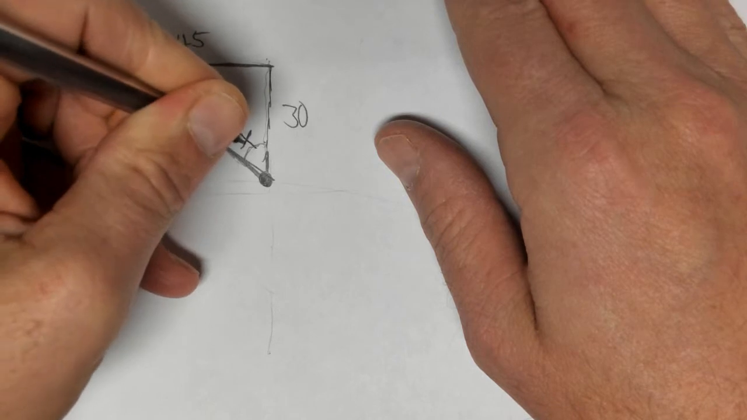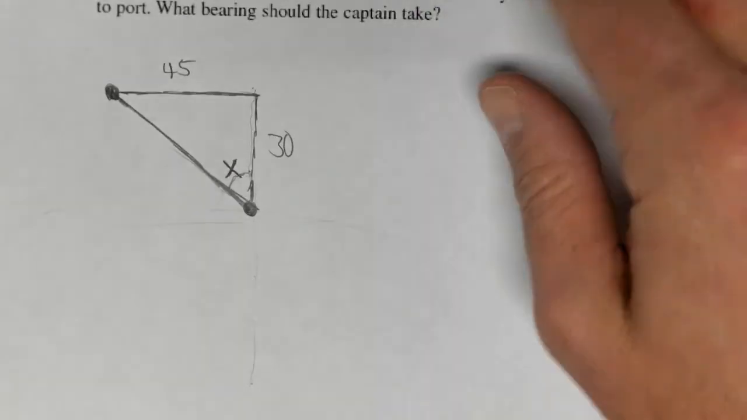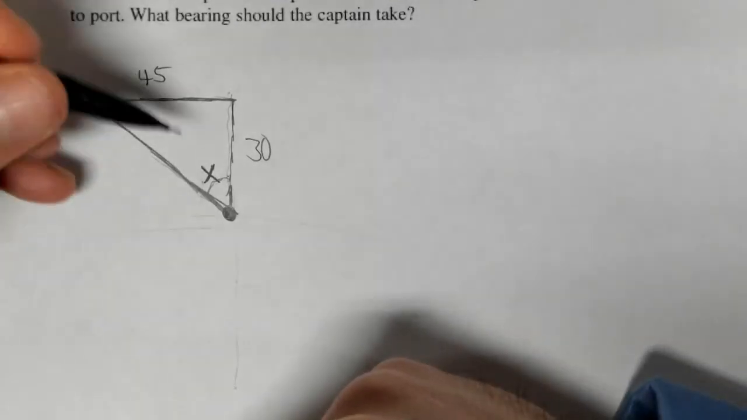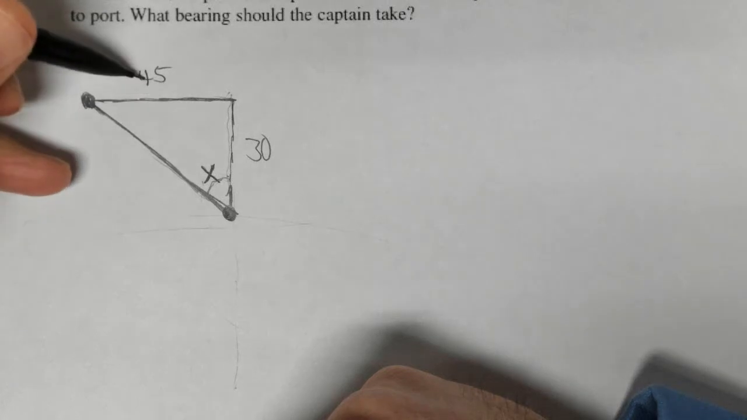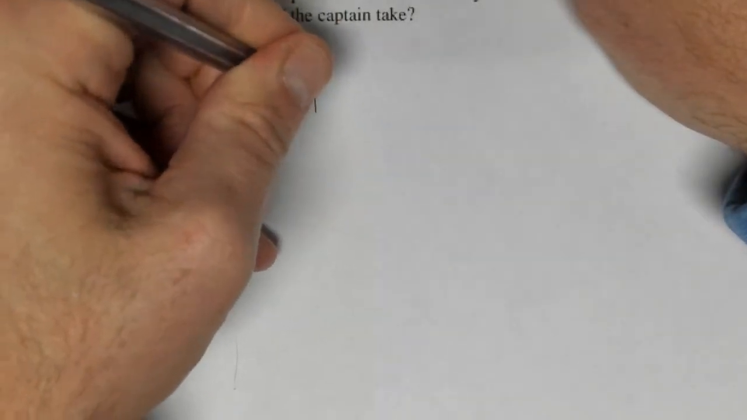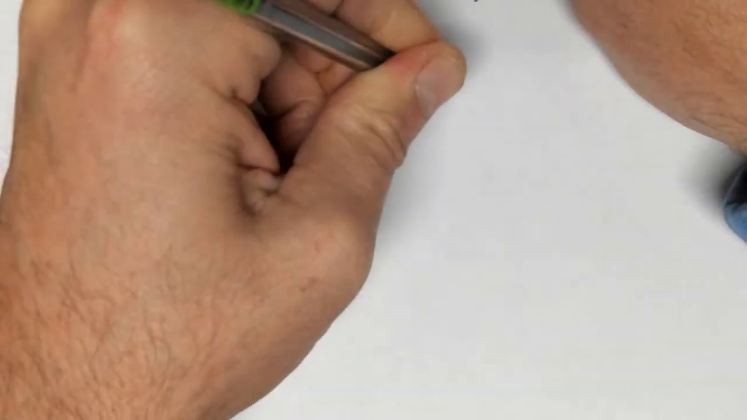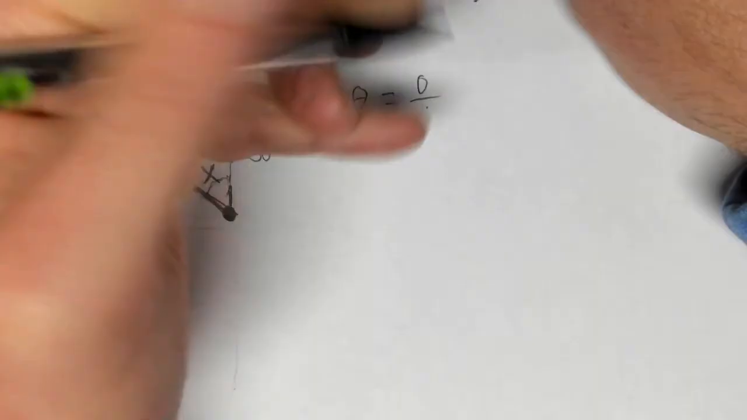I'm going to mark that as an x. Once we find that angle, we can write out the bearing, and we'll use our trig functions to do that. If this is my reference angle, I've got the opposite and the adjacent, so I'll set it up with tangent. This will be tangent of the reference angle equals opposite over adjacent.